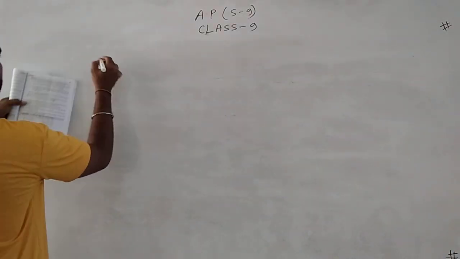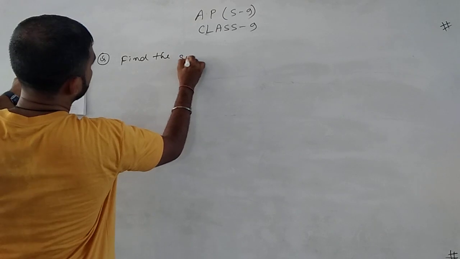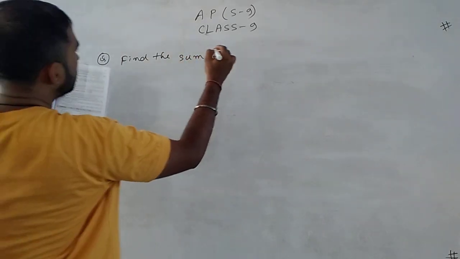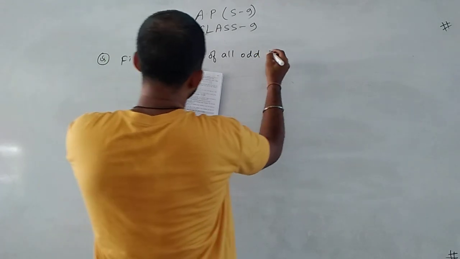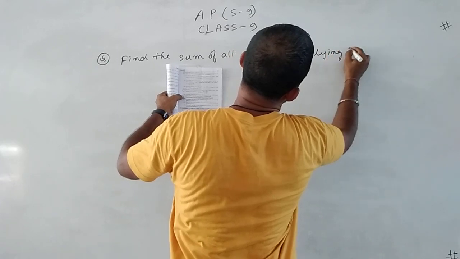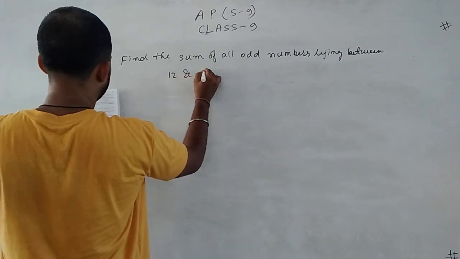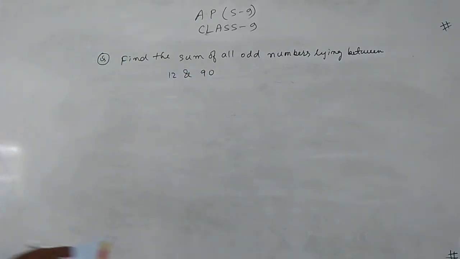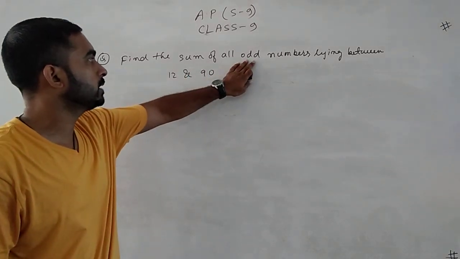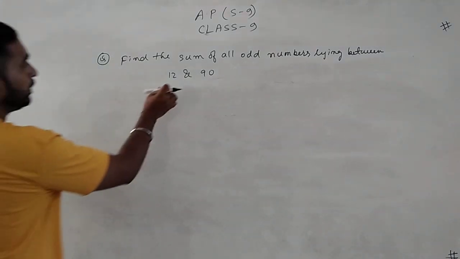Okay, now the question is: find the sum of all odd numbers lying between 12 and 90. Okay, here we have to find a sum Sn. Now here n is not given and the numbers are also not given, but what is the given condition? That all the numbers are odd numbers and the numbers lie between 12 and 90, meaning the sum of the odd numbers which lie between 12 and 90.